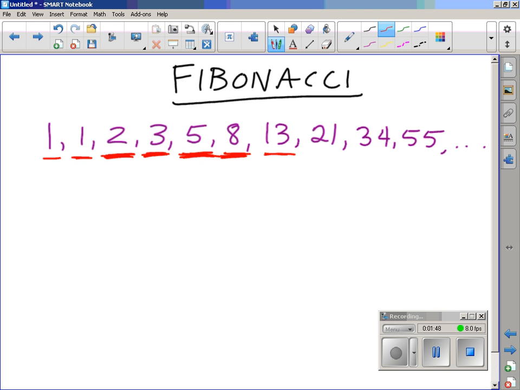Now, the question is, how can I write a rule for the Fibonacci sequence? You cannot write an explicit rule for the Fibonacci sequence. The only way we can write one is recursively, a recursive sequence. Now, here's the way it works. It's very, very similar to the recursive rules we wrote earlier. However, you don't have to know just the one term in front of a number. You have to know two terms in front.